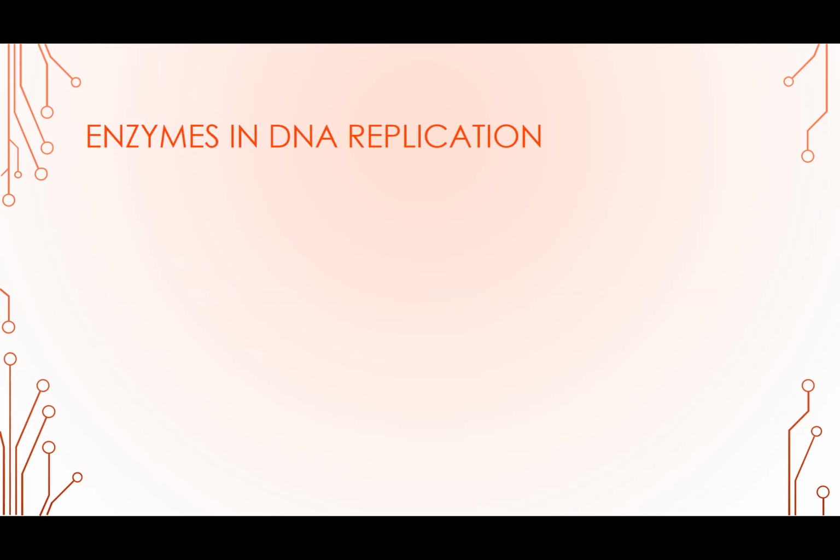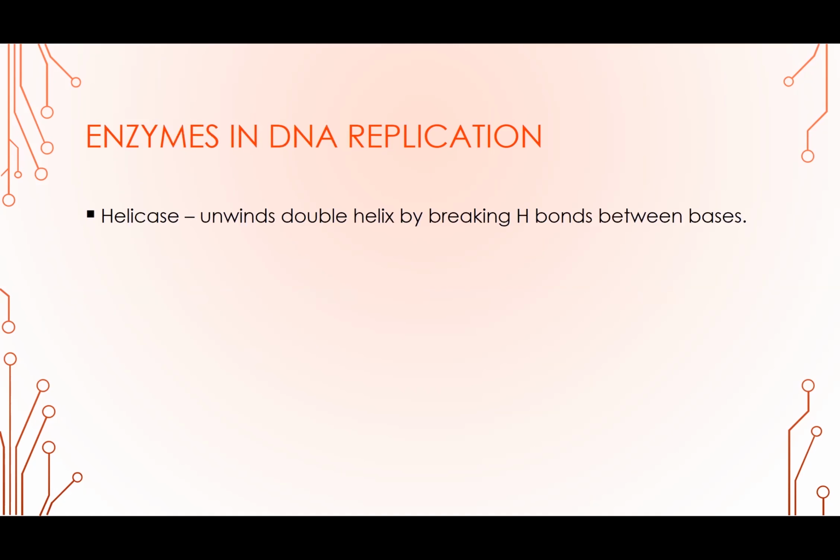So there are a lot of enzymes involved in this. The one that actually breaks the hydrogen bonds and separates the 2 strands is called helicase. So this one separates the double helix into 2 separate strands. So then we can go and replicate each of them and synthesize the complementary strand.